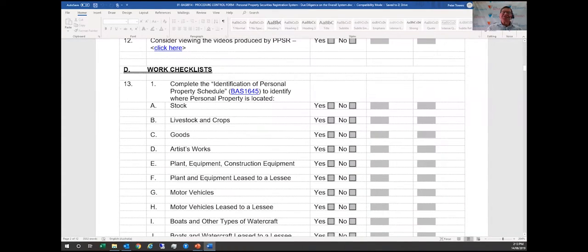And Section D is the work checklist. Now, this is the real motor of our system because BAS 1645 is the key form, and I'm going to show you the actual form shortly. But if you're going to undertake a PPSR due diligence review, my recommendation is that you use BAS 1645 to guide you through the process.